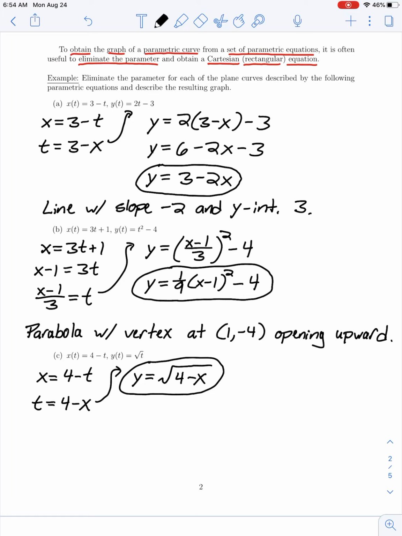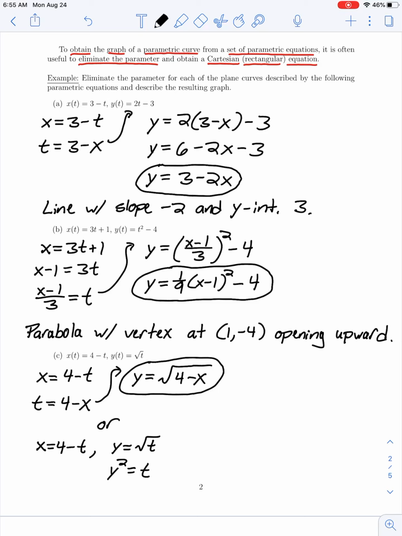Here we have the graph of the square root function with some shifts being applied. Another way that we might also go about finding a rectangular equation is by doing the following. So we'll mention, okay, this was one approach, or an alternative approach would be to solve our second equation for t. So here y is the square root of t. So to solve for t, well, we could square both sides. T would be y squared.